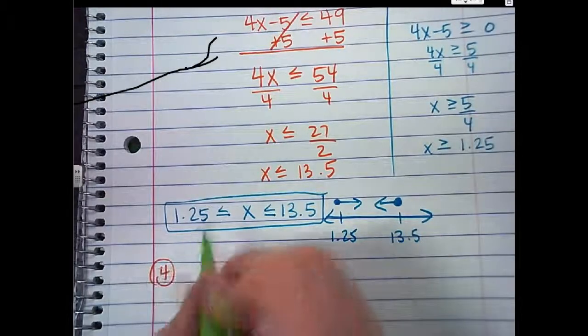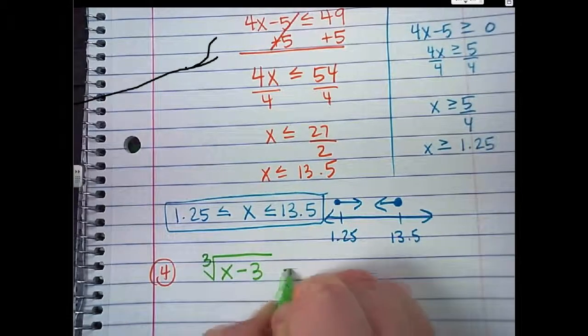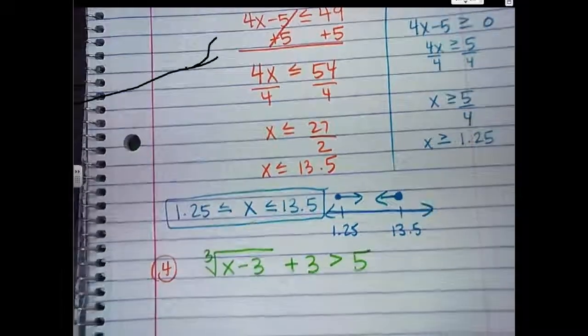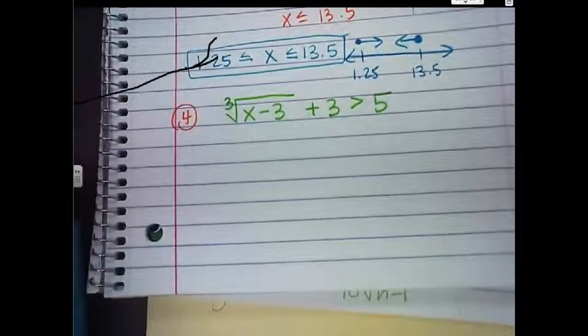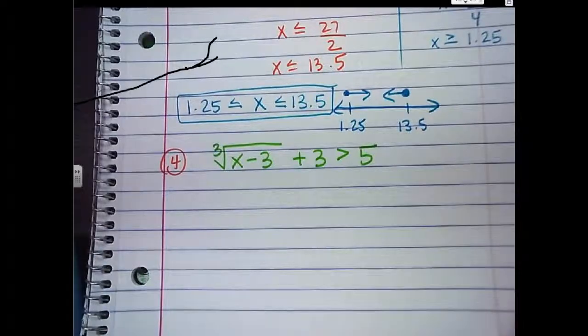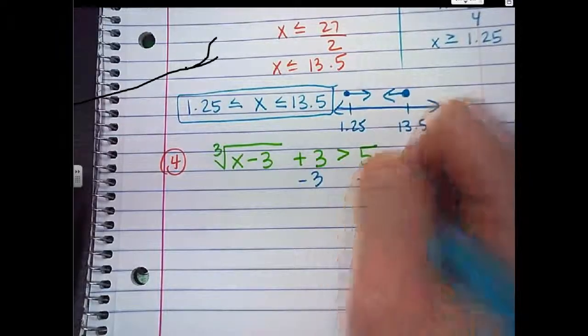Okay, number 4. Do a cube root. So cube root of x minus 3, plus 3, is greater than 5. So nothing changes here. We still want to isolate the radical. So subtract the 3 over.